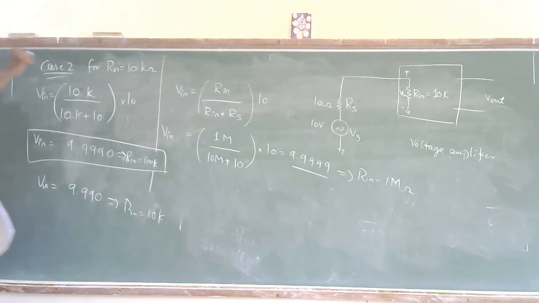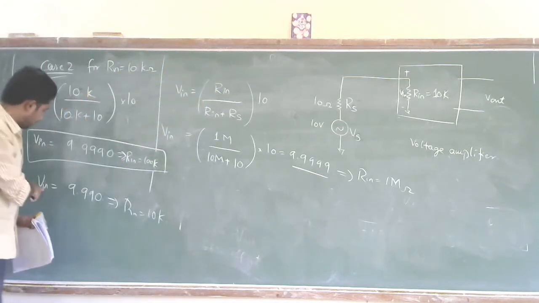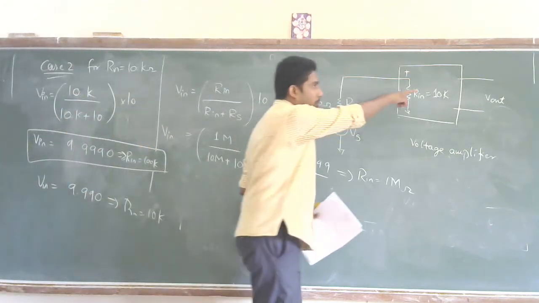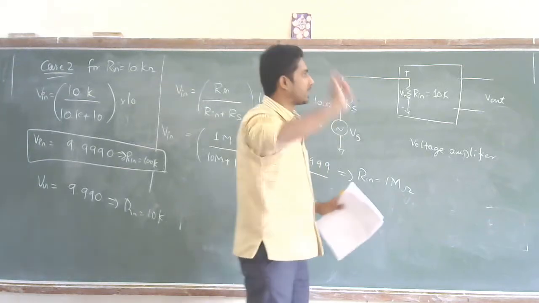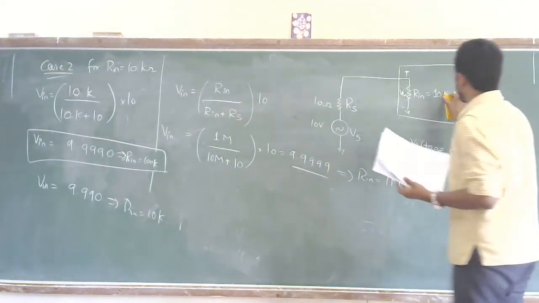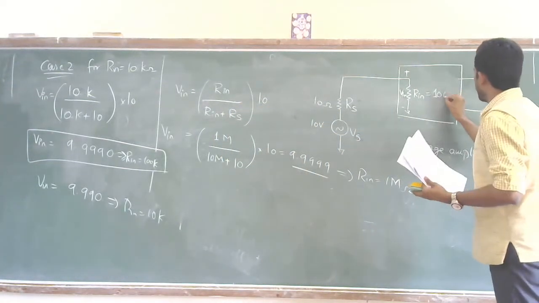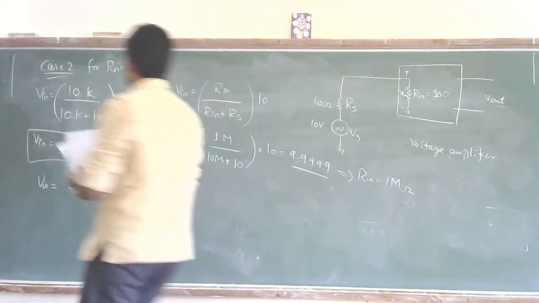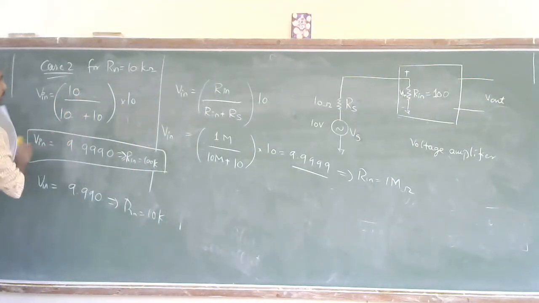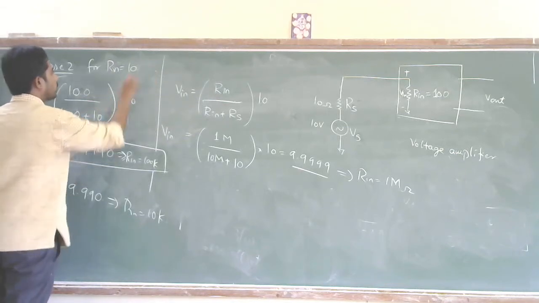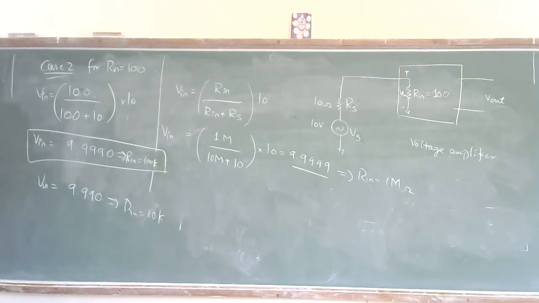The moment I try to decrease the Rn value, the input voltage which is supposed to enter the op amp is decreasing. Now let's take a simple example. I decrease the resistance from 10k to 100 ohms. Quickly do the calculation. Now for Rn equal to 100 ohms: 100 divided by 100 plus 10, multiplied by 10. So this seems simple: 100 divided by 110 into 10.